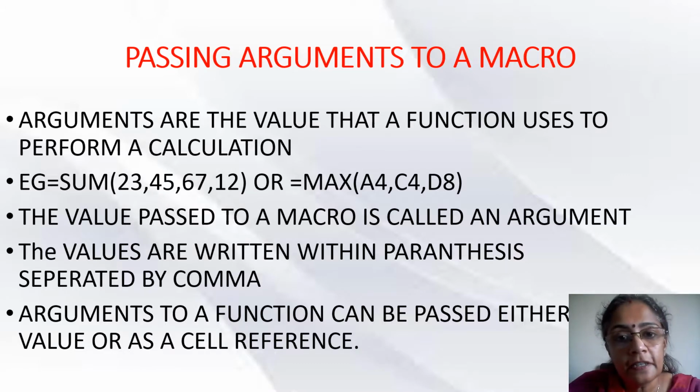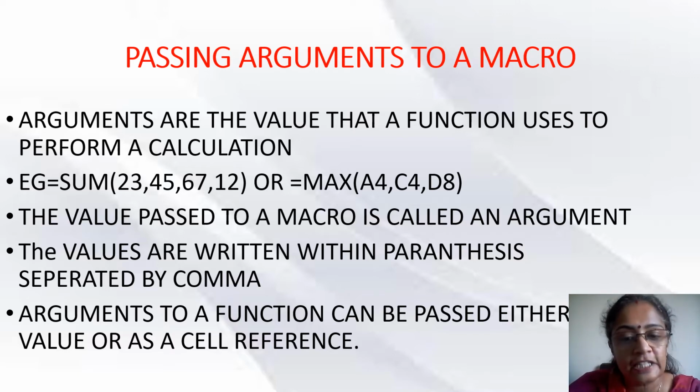Now in the previous function, we had just the function name and we were calling the function and it was returning a value. Now we will understand how to pass arguments into a macro. Arguments are values that a function uses to perform a calculation. For example, in the sum function, what are the arguments? 23, 45, 67, 12. These are the values which we are passing into the function, and the calculation takes place based on the values. So these are called arguments. The value that is passed on to the macro is called an argument.